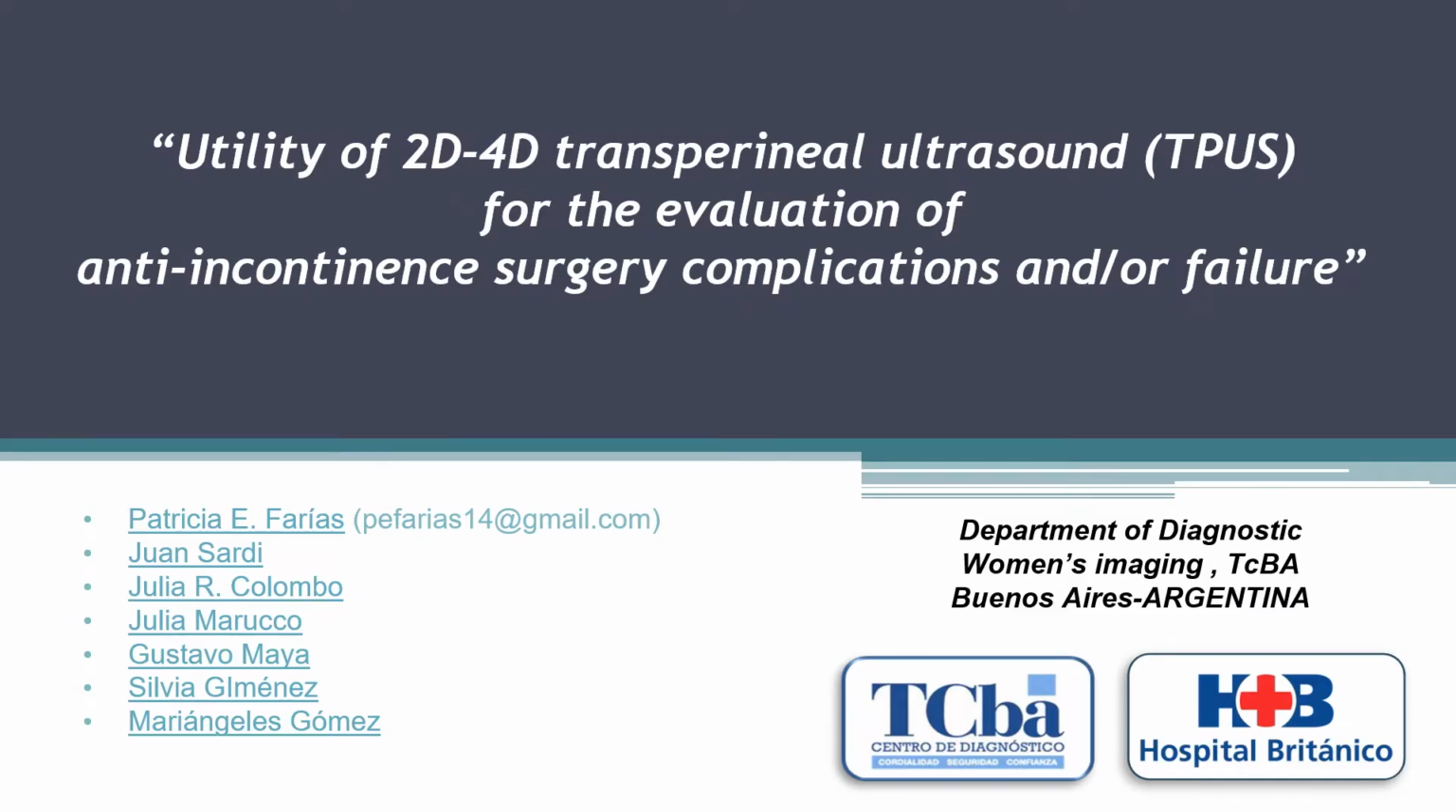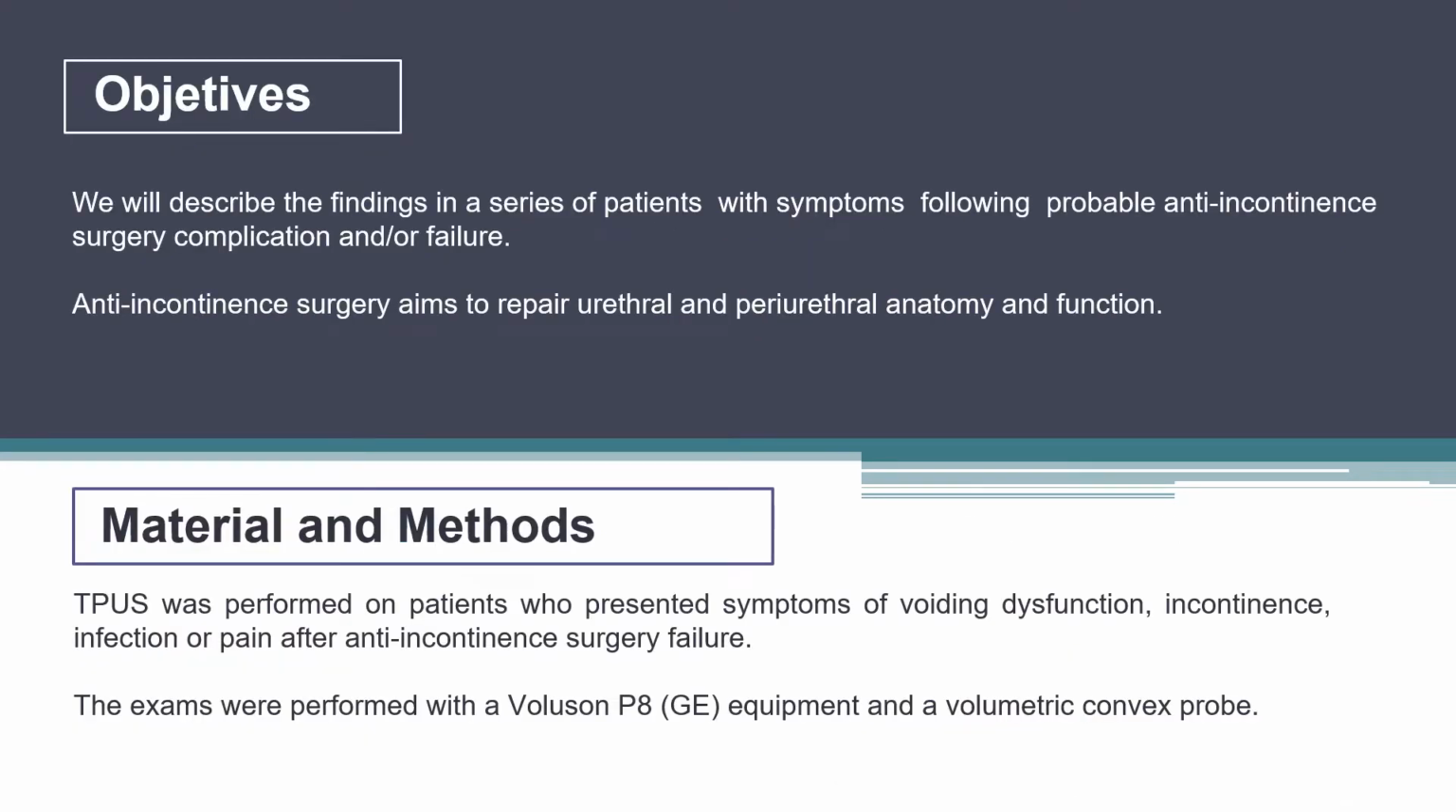Utility of 2D-4D transperineal ultrasound for the evaluation of anti-incontinence surgery complications and/or failure. We will describe the findings in a series of patients with symptoms following probable anti-incontinence surgery complications and/or failure. Anti-incontinence surgery aims to repair urethral and periurethral anatomy and function.